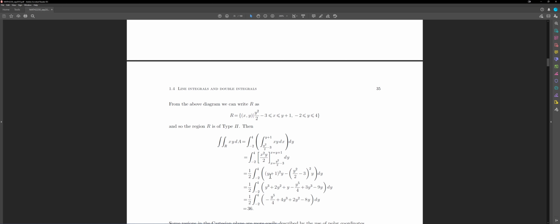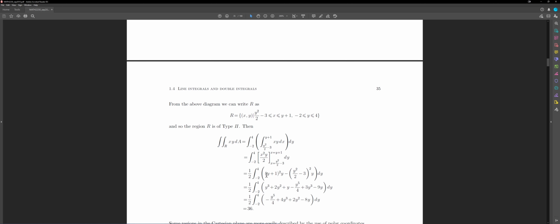Times the y, right? Notice what I did: for simplicity, the constant where I'm multiplying by a half, I can pull that outside. So all I'm looking at over here is the x squared y. So I substitute y plus 1 in for the x, and I get y plus 1 squared here. And likewise, I substitute x is equal to y squared on 2 minus 3 in for the x over here. So I'll need to square that and then again multiply by y.